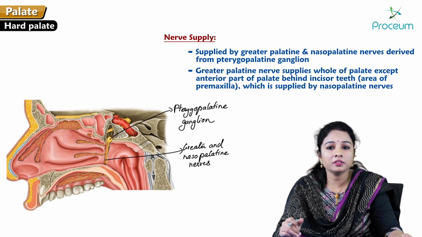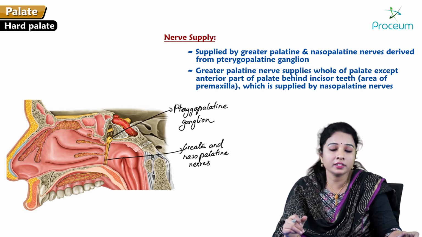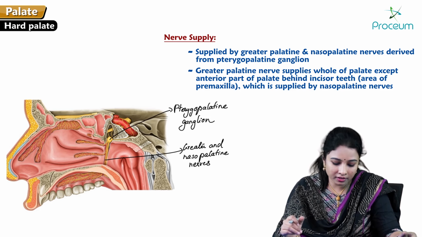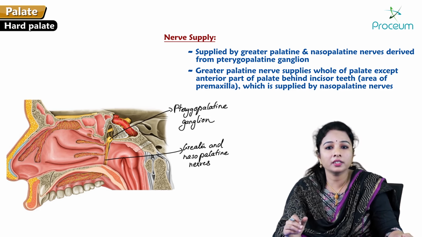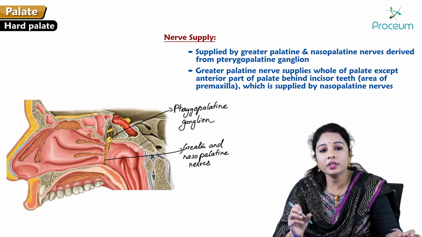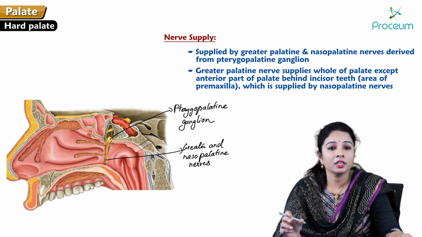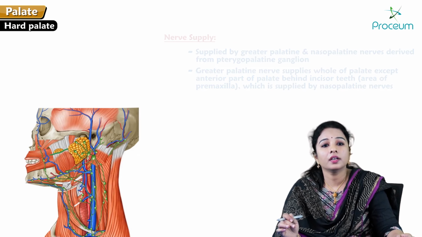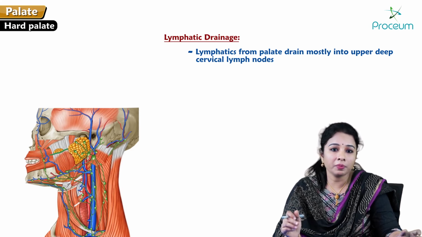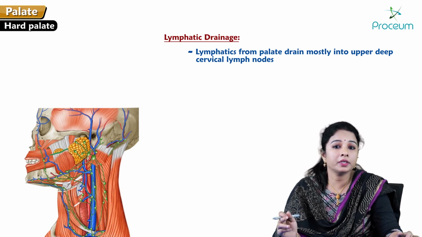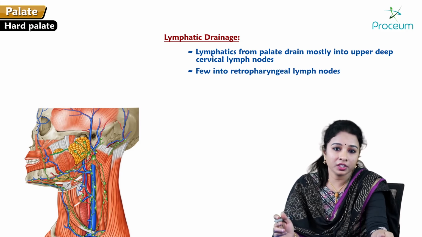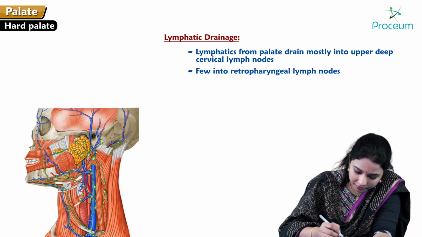Greater palatine nerve supplies the whole of the palate except the anterior part of hard palate behind the incisor teeth. So, just behind the incisor teeth where the area of premaxilla is present, only that part is supplied by nasopalatine nerves. Lymphatic drainage of hard palate. The lymphatics from the palate drain mostly into upper deep cervical lymph nodes and few into retropharyngeal group of lymph nodes.